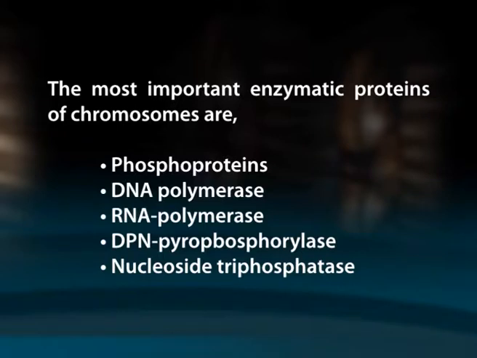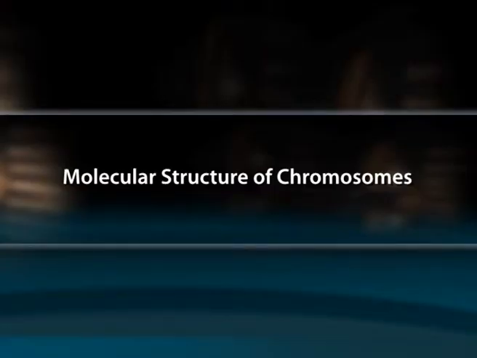The most important enzymatic proteins of chromosomes are phosphoproteins, DNA polymerase, RNA polymerase, DPN pyrophosphorylase and nucleoside triphosphatase. The metal ions such as calcium and magnesium are supposed to maintain the organization of chromosomes intact. Molecular structure of chromosomes.